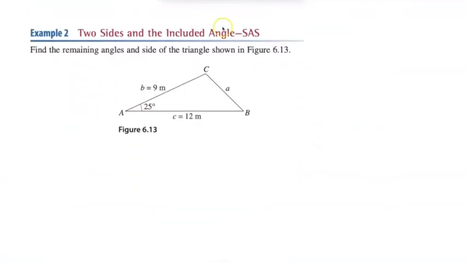Okay, this next one: two sides and an included angle. We're going to find all the remaining sides and angles. First thing I always check is whether you have pairs, and we have no pairs. No pairs means we can't do law of sines, we have to do law of cosines. And since we have an angle, that means we're looking for the side opposite of it.